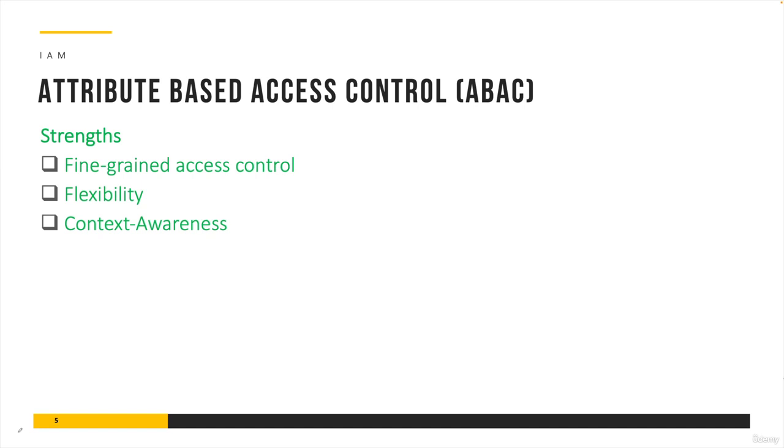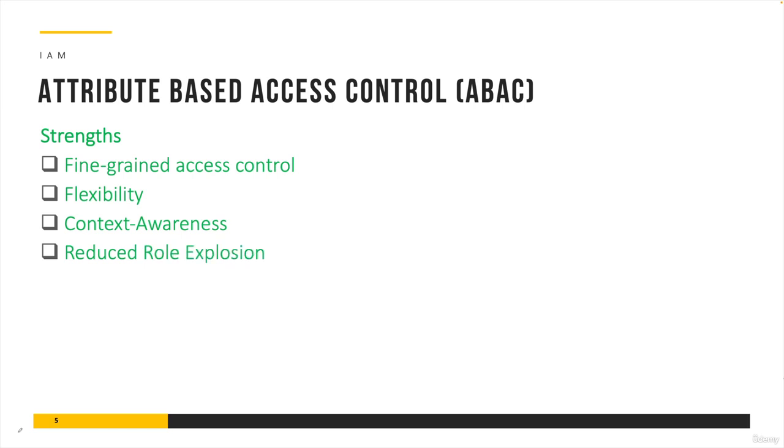Where is the subject located? What is the time of access? Who is the owner of the object? Where is the object actually located? Is the subject using a company provided laptop or not? So those kind of things, they cannot be captured by other models. So ABAC is an excellent model for those kind of restrictions.